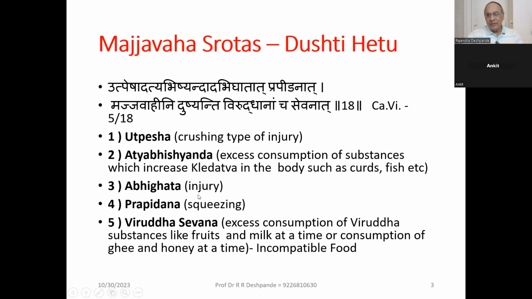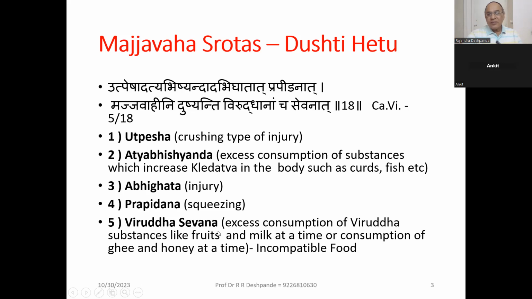Then abhighat, again injury, a type of injury. Then prapidana, like squeezing, by some pathology, by a tumor or by any pressure, where the nerve tissues can be squeezed. That is also a problem for Majjavasrotas.